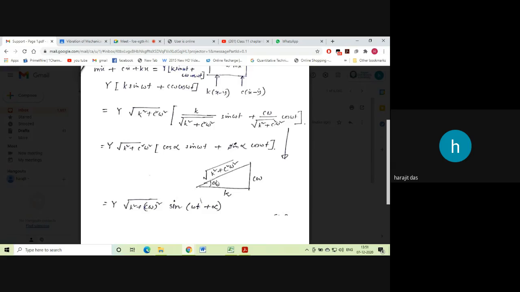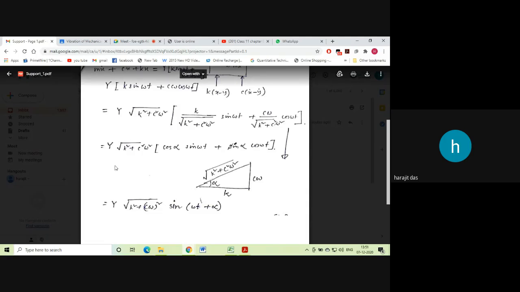So if you just find out what will be cos alpha, then k divided by this one will be cos alpha. So instead of this, I will be writing cos alpha. Then c omega over under root k square plus c square omega square will be sine alpha. So I will be writing sine alpha. Understood? So the cos omega t term will remain there.